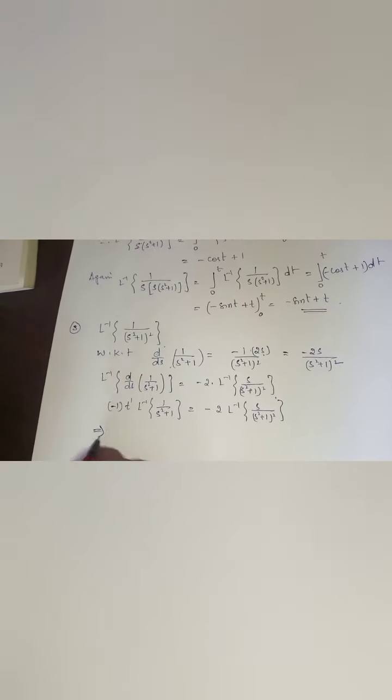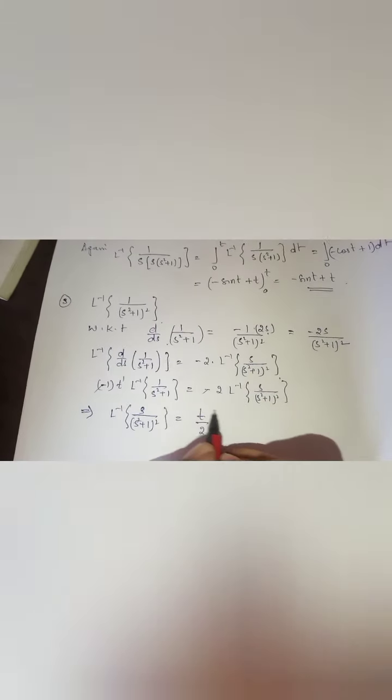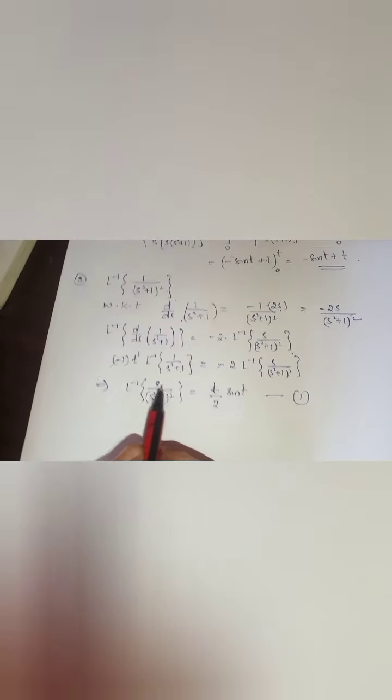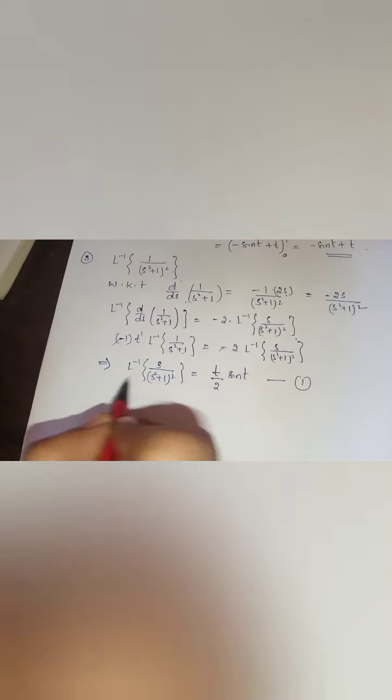So from here you get Laplace inverse of s by (s square plus 1) whole square is equal to minus cancels. Here it will be t by 2, Laplace inverse of 1 by s square plus 1 is sin t. Now you have got this. But we require only 1 by (s square plus 1) whole square. So we need to get rid of this s in the numerator. So we will use division property.